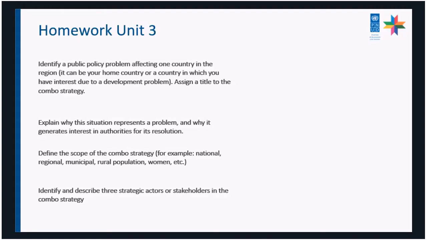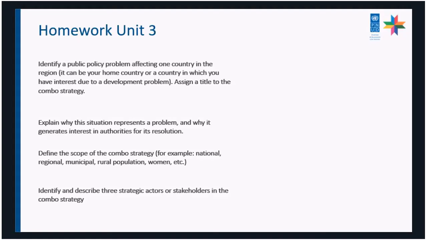It can be the country that you currently are living in. It can be a country that you know because you have worked on it, but any country of the region where you are able to identify a specific problem that is affecting a specific population.